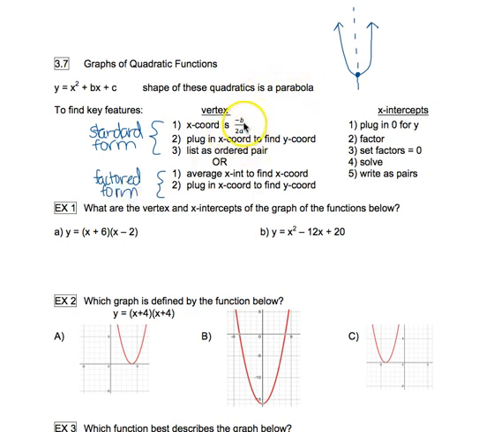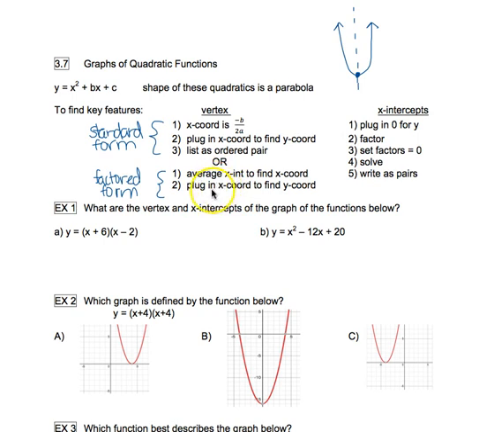In standard form, the x-coordinate is found by doing the opposite of b over 2a. Now that only finds the x. We have to then plug the x-coordinate into the equation so that we can find the y-coordinate. Don't forget when you do those things that you should be listing the vertex as an ordered pair. It's a point on the coordinate plane.